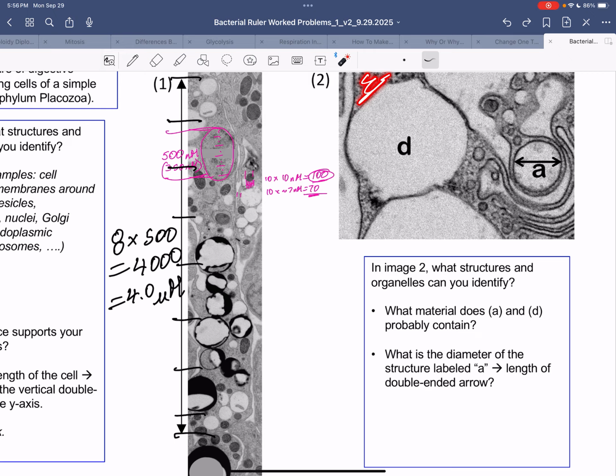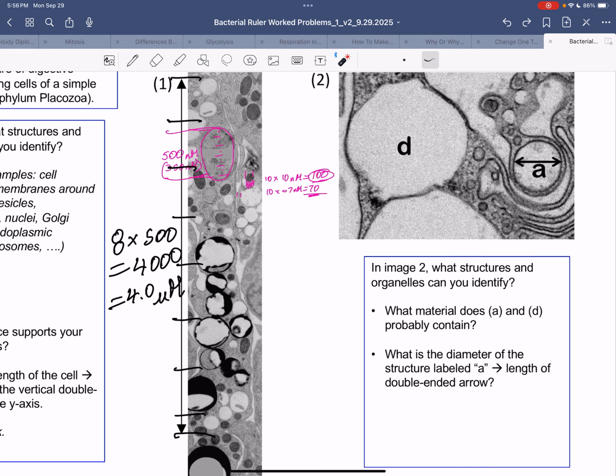This darker stuff is cytoplasm. You can see some smaller membrane materials that might be just cut through parts of the Golgi. So if you did a cut through this part, you would get a circle.